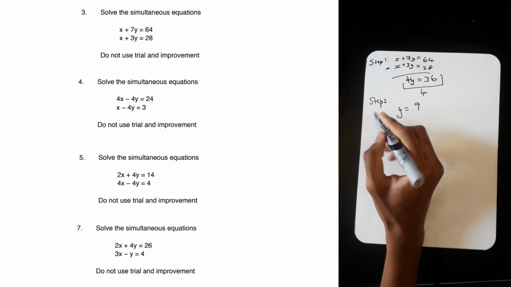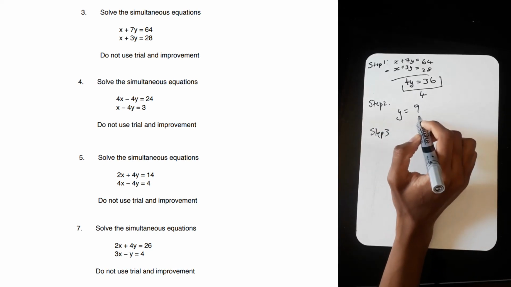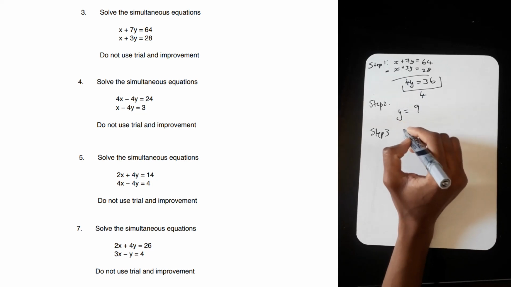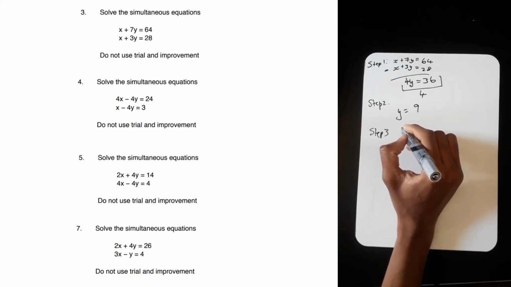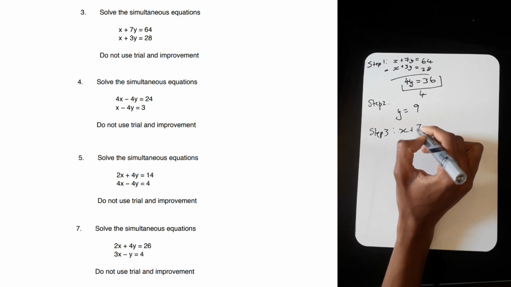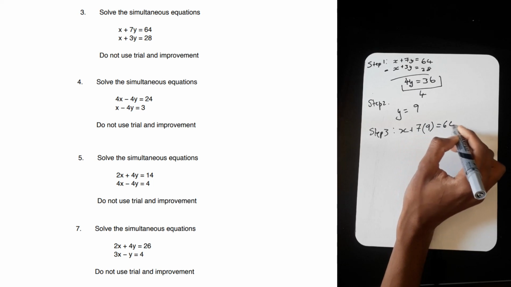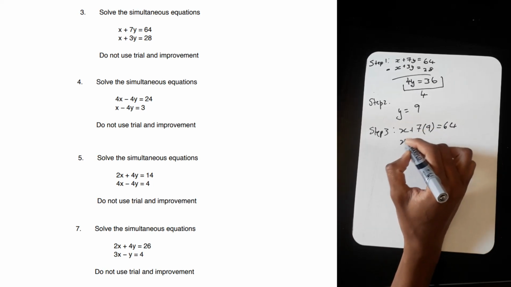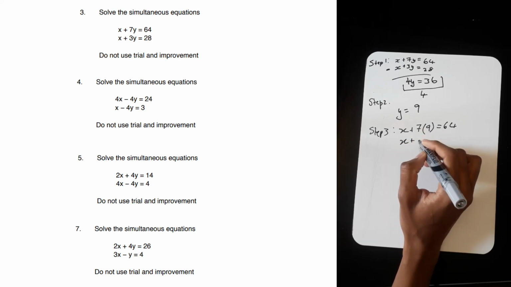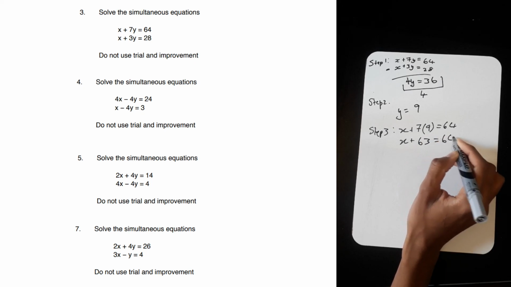Then step 3, we're going to get this 9 and plug it back up there into the first equation. So it's going to be x plus 7 times 9 equals 64. So x plus 9 times 7 is 63, which is equal to 64.